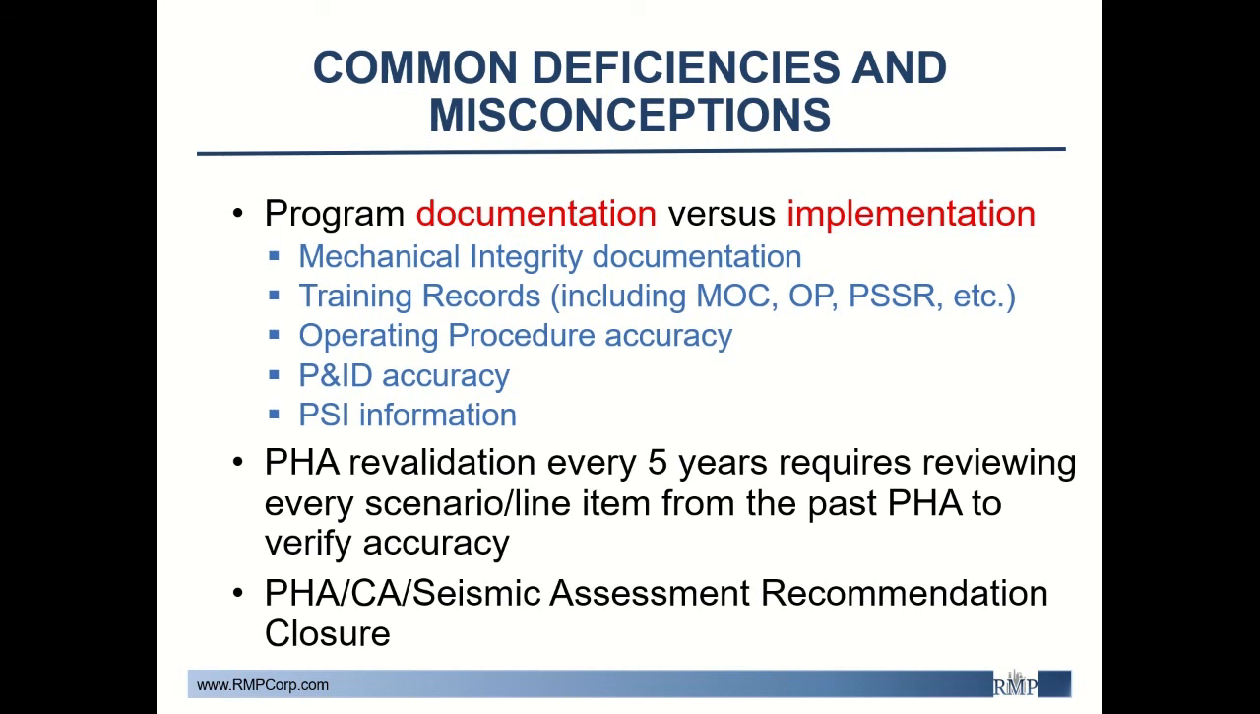Additionally, if you made a change to the process, did you update the process safety information to include the new equipment that you included as part of the process? So you want to make sure that if a change is made to the process, you go back to your CalARP program, look at it element by element, and make sure that any change is made where needed. You also want to ensure that the PHA is revalidated every 5 years, and it requires reviewing every line or every scenario and item from the past PHA to verify the accuracy. And for PHAs, compliance audit, and seismic assessment recommendations, you want to make sure that those are closed out and include proper closeout comments.